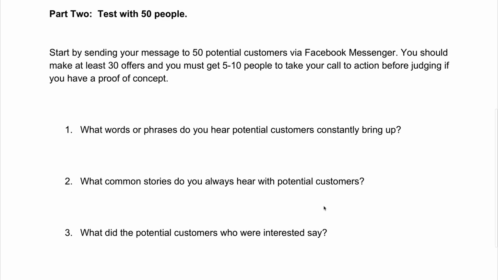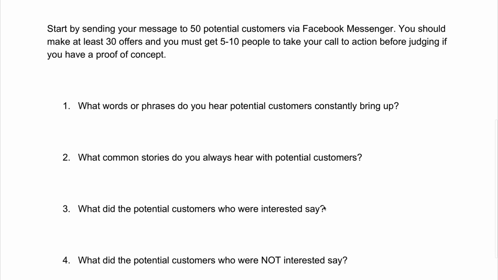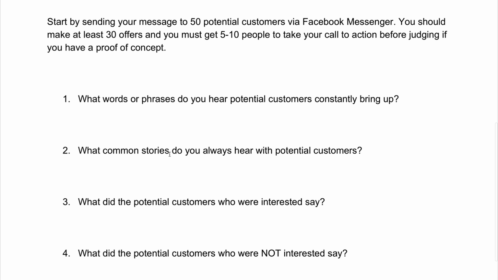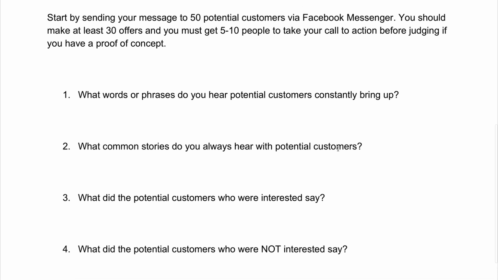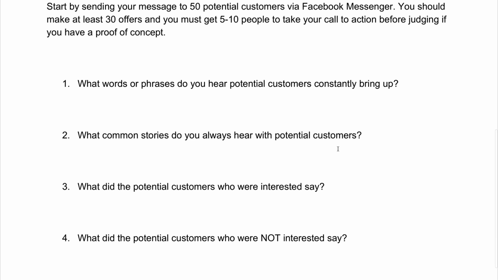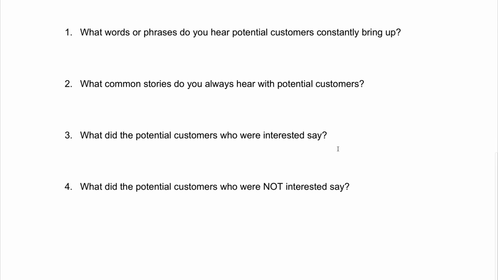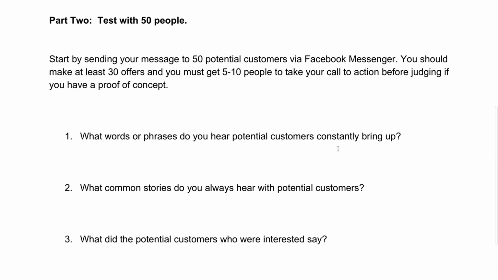So what are 30 offers? Well, first, when you send that very first message that I showed you above, you're going to then jot down notes on what people bring up. What words or phrases do you hear potential customers constantly bring up? What are some common stories you always hear with potential customers? What did the potential customers who were interested say? What were they not interested in? You're going to take as many notes as you can, basically really gaining as many insights on your potential customers as possible.